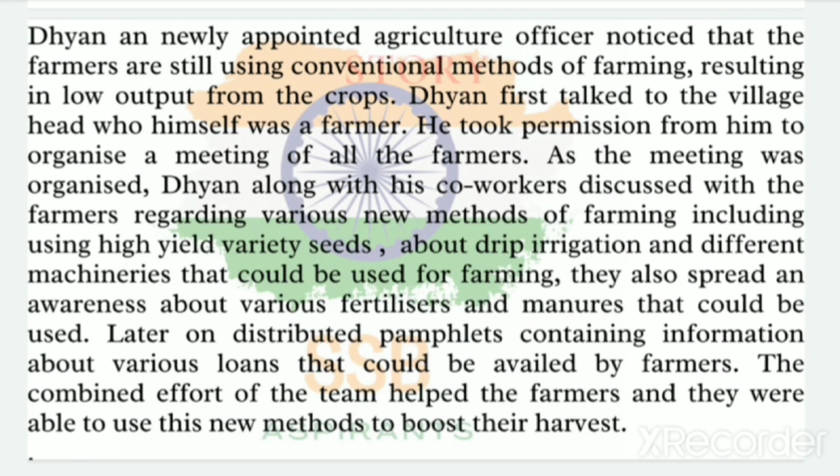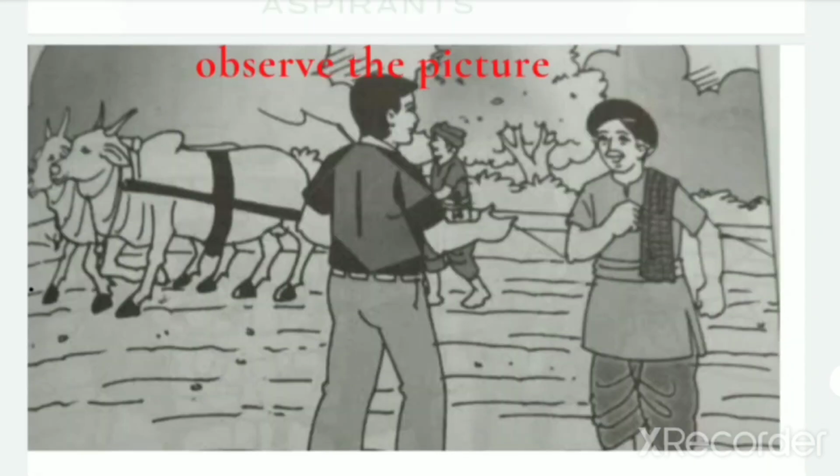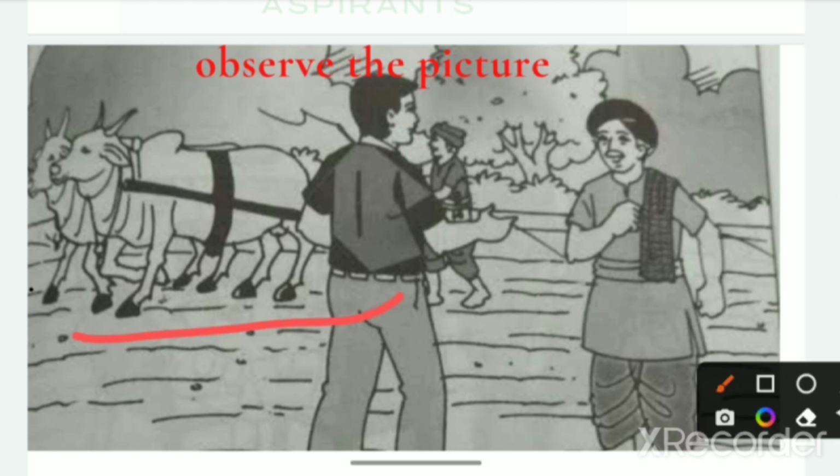Dhyan, a newly appointed agriculture officer, noticed that the farmers are still using conventional methods of farming, which can be seen in the picture here, where bullock carts are being used. So this is a conventional method of farming. This shows that you are using very good observation skills.